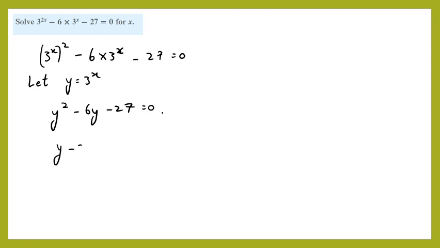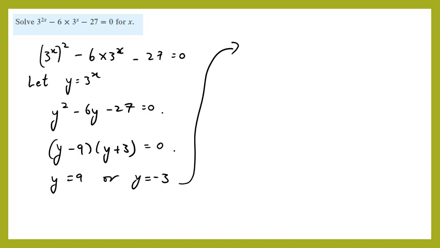Okay, so if we do minus 9 and a plus 3, minus 9 times plus 3 gives us negative 27, so that's good. Minus 9 plus 3 gives us a negative 6, so that gives us the middle term. So our numbers should be minus 9 and plus 3. So then we have y equals 9, or y equals negative 3. Then substitute the y equals 3 to the power of x back in.